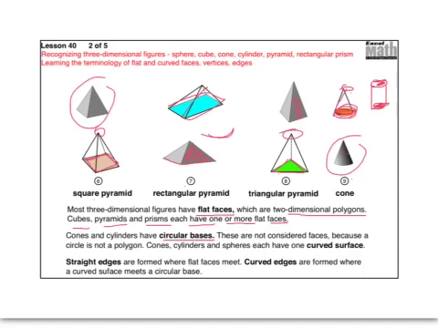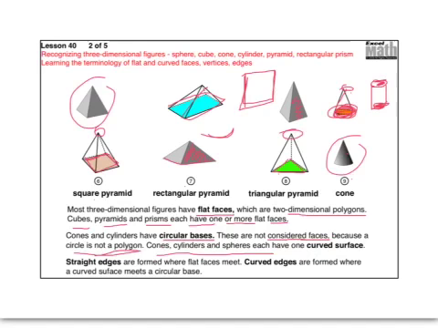These are not considered faces because a circle is not a polygon. So in order to be a face, it has to be a polygon. It has to be made out of straight edges. Those aren't very straight. That would be a face. But these circles here are not faces because they are made up of a circle. And a circle is not a polygon.